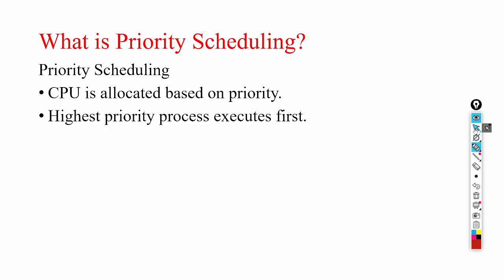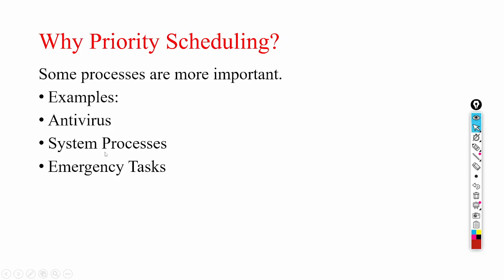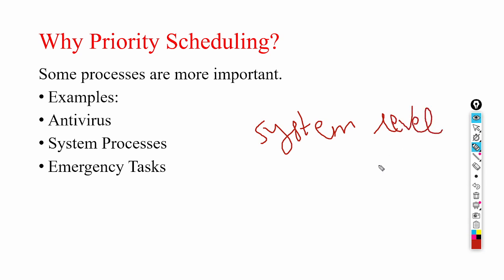Next slide. Why is priority scheduling required? Not all processes are equally important. For example, system level processes and security related tasks should receive the CPU before less important background applications. Therefore, priority scheduling is useful when some tasks are more critical than others.